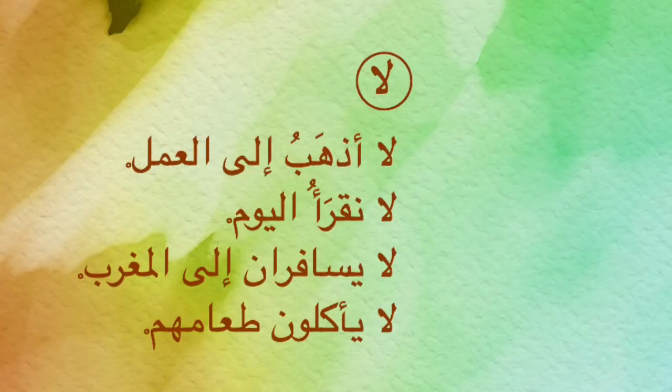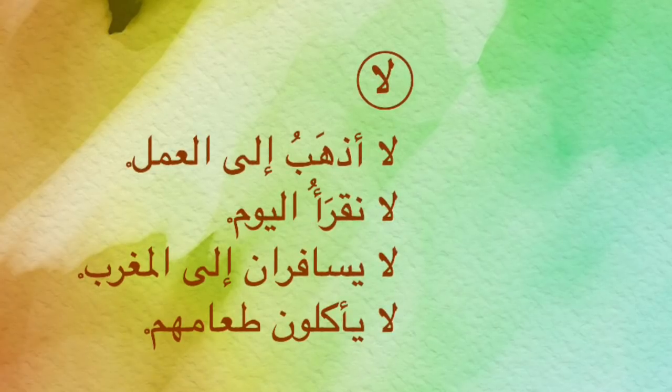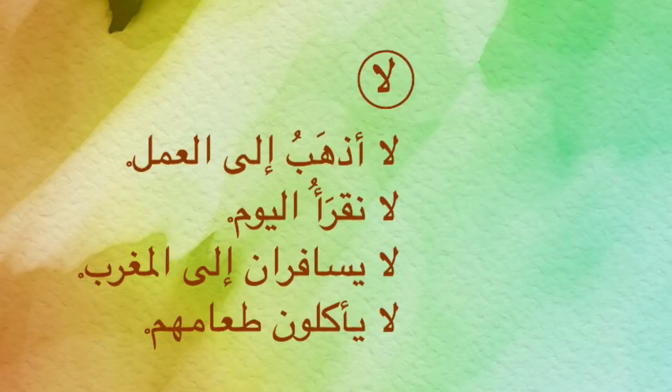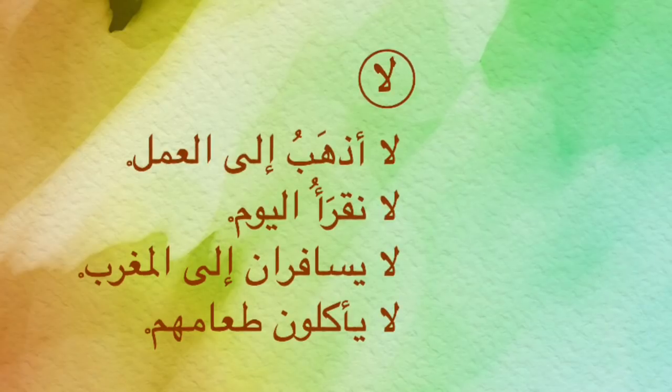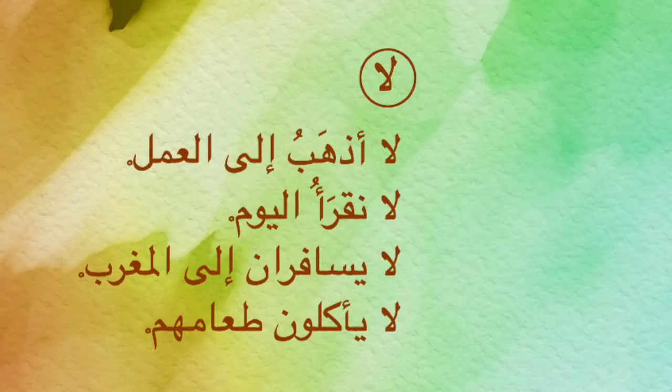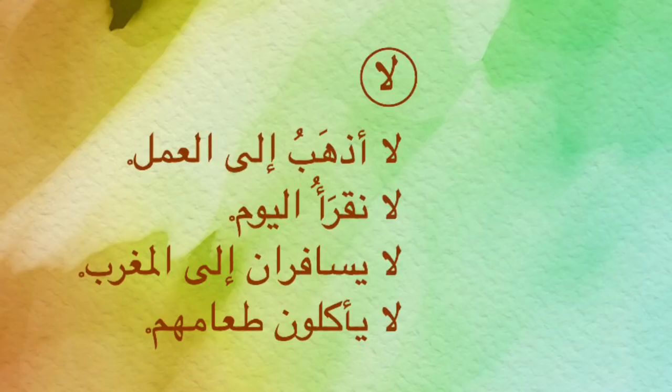Now the last word for negation, which is used for the present tense, and it's the easiest since it uses the present form of the verb as it is without any changes. So let's read the sentences and see how the verb is as it is without any changes in the present, and see as well the meaning of the sentence.